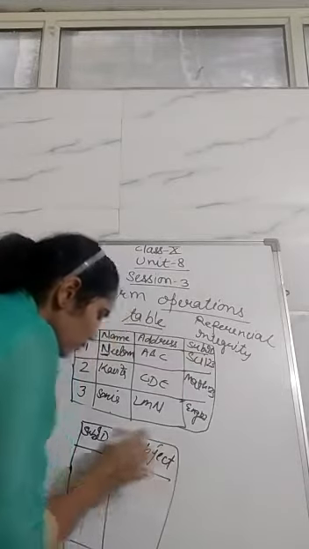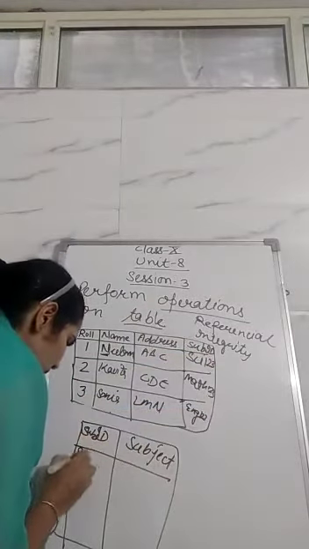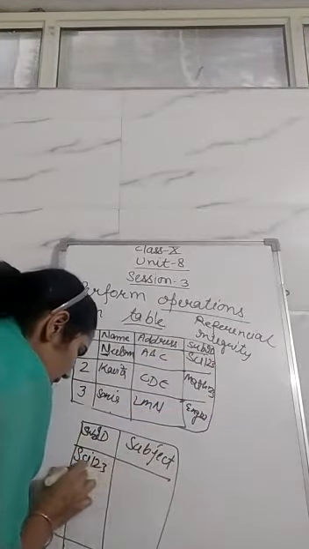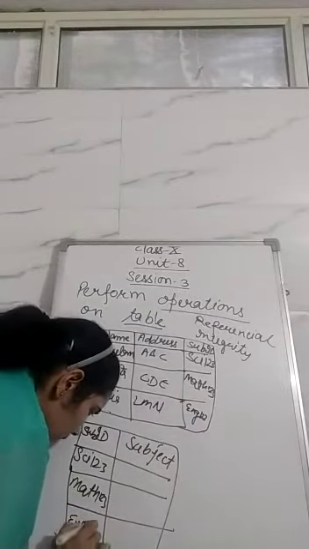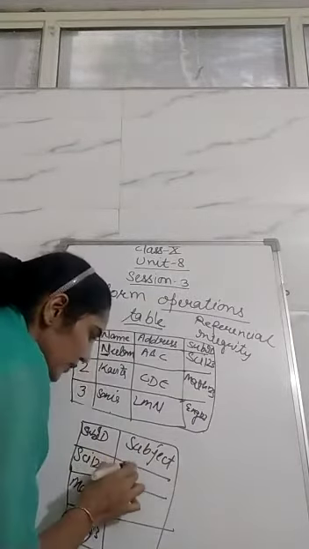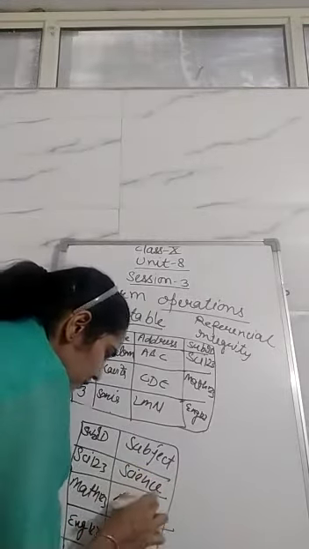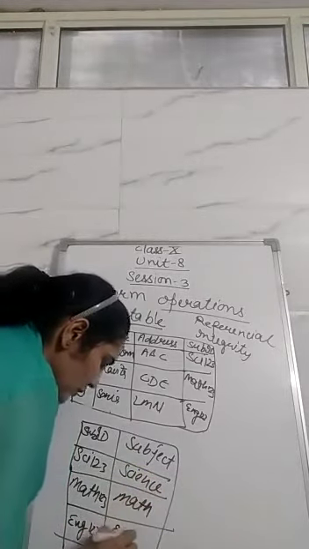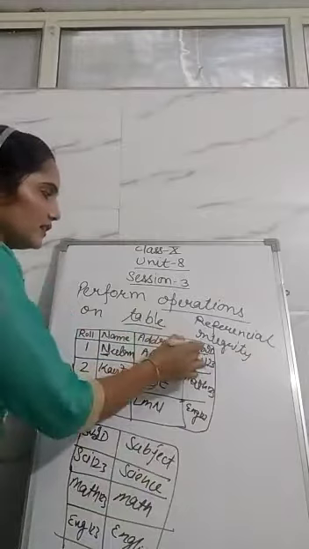This table has two fields. One is subject ID. Whatever subject ID is here, the same subject ID is also in this table: science 123, then math 123, and then English 123. Science 123 is the ID for the science subject, math 123 for the math subject, and English 123 for the English subject. Now this is called referential integrity.